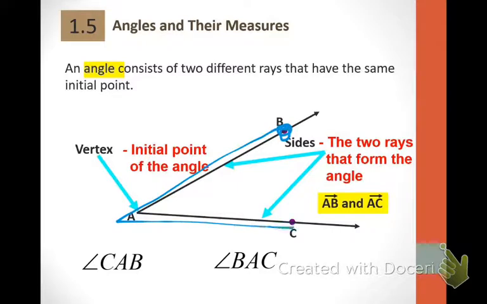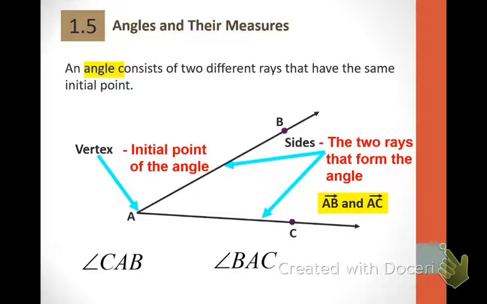Does anybody notice the similarity between these two names, other than the symbol? They have the same... It's backwards. Well, it is, but no. What else? A's in the middle. Well, what's A? It's the initial point called the vertex. The vertex is in the middle.